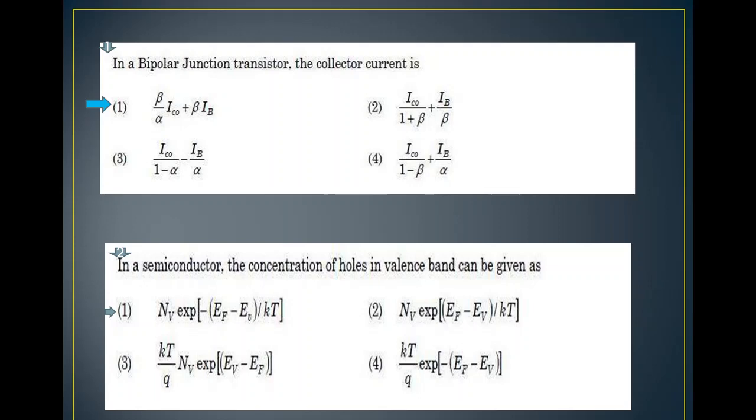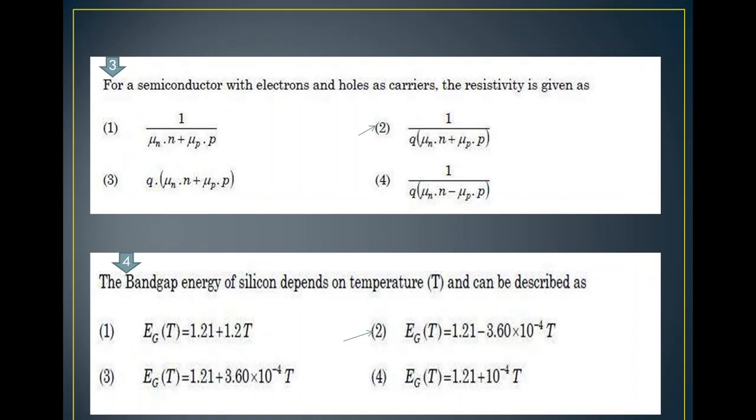And next question, question number 3. For a semiconductor with electrons and holes as carriers, the resistivity is given as, and you can see here the options, and our correct answer is option second, that is 1 upon Q into mu n dot n plus mu p dot p.